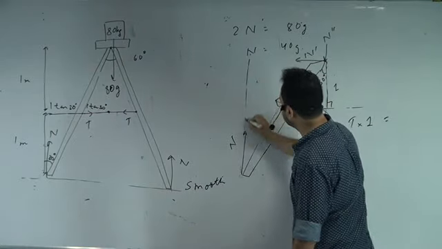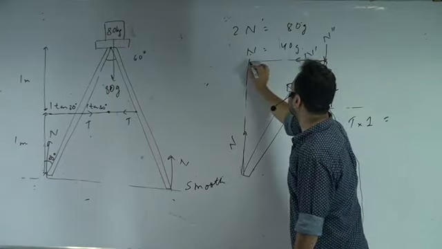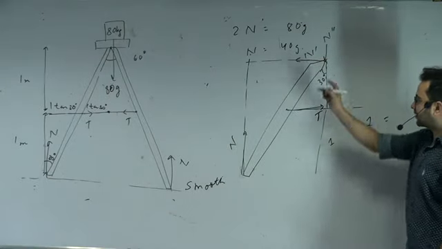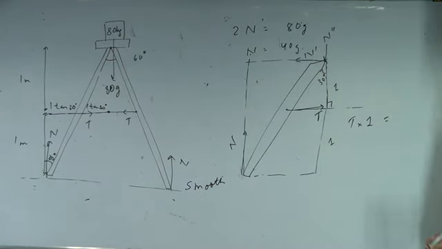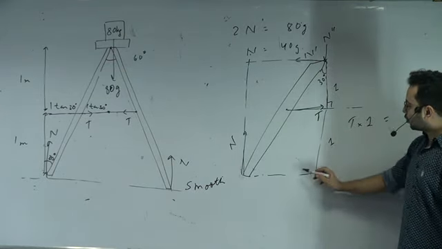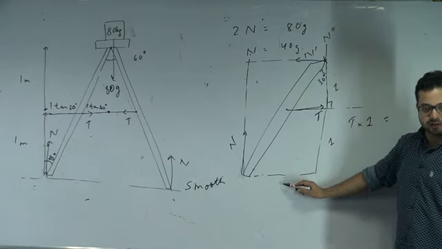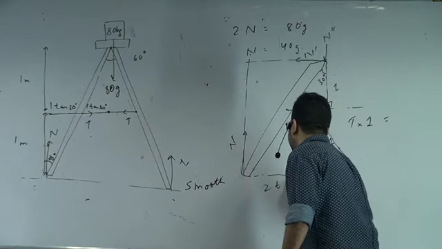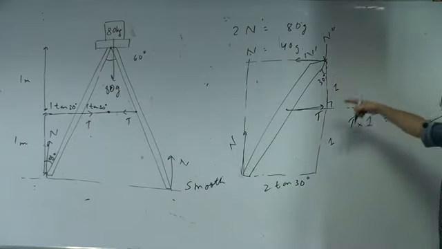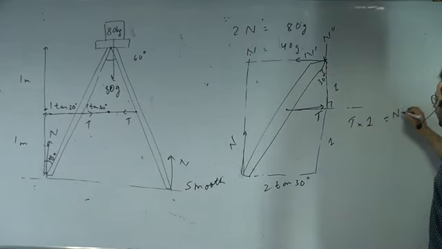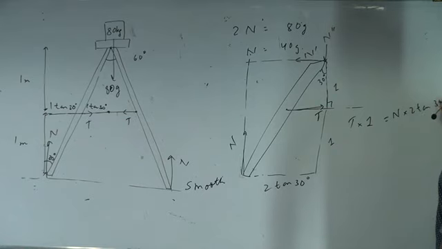Extend the line of action of force. Drop a perpendicular. Well, that is same as what distance? That is same as this distance. Is that correct? So this is 2. So this would be 2 tan 30 degree. So this will be equal, and this is clockwise torque. So this will be n into 2 tan 30 degree.